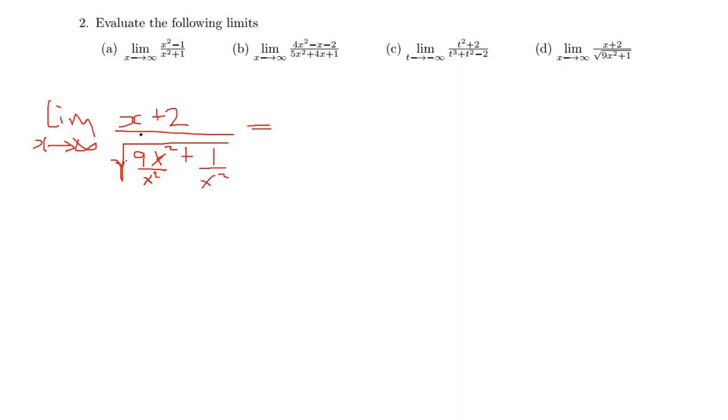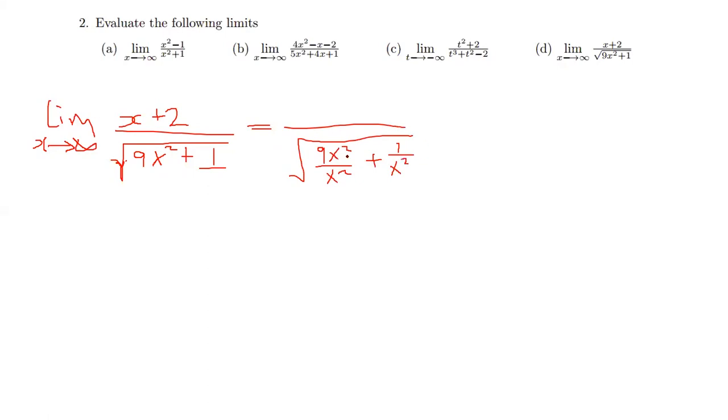But on the numerator, when you're dividing, let me just rewrite this separately here. So here on the denominator, I was saying you are going to divide by x squared, quite right. So this would be 9x squared over x squared, then plus 1 over x squared.